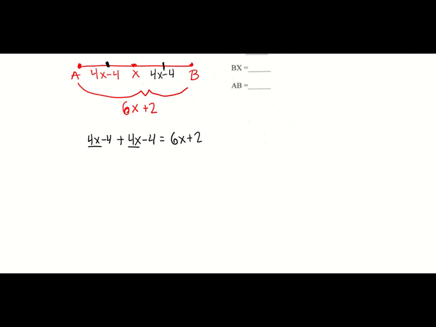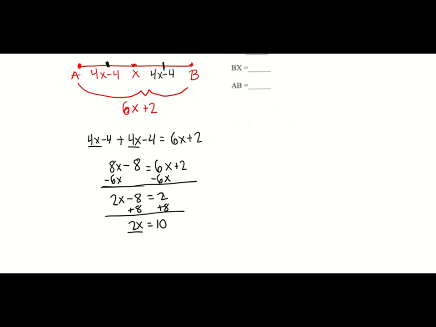I can combine my like terms on this side. 4X plus 4X is 8X. Minus 4 is minus 8. Bring my x's to the left. Get 2x minus 8 equals 2. Add 8 to both sides to bring my 8 over. I get x equals 5.